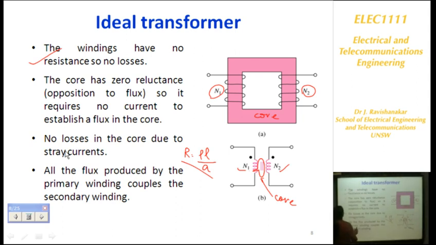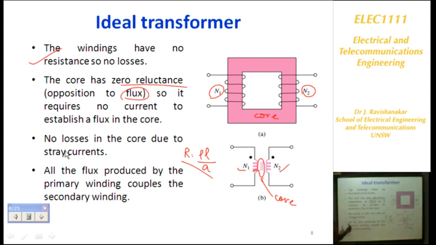The next one is the core has zero reluctance. So the reluctance is similar to resistance in electrical circuits. In the case of a magnetic circuit, we call it reluctance. Now what is resistance actually? Resistance is opposition to the flow of current. So therefore, reluctance is opposition to the flow of flux. Okay, so opposition to flux is called the reluctance, and the core has zero reluctance.